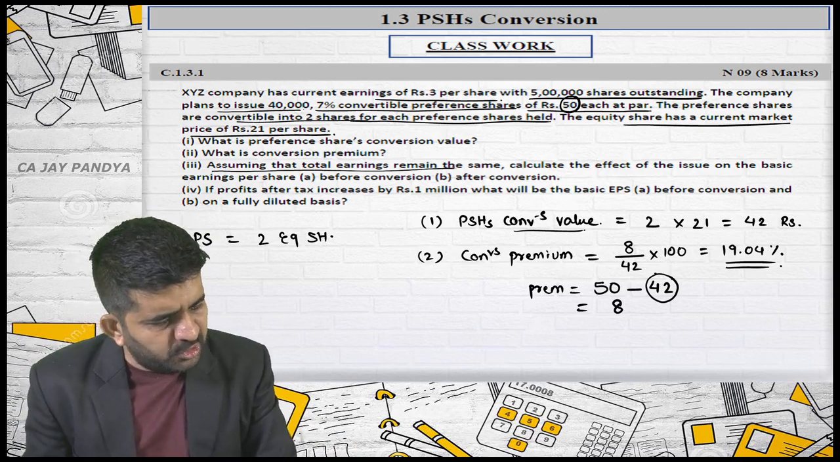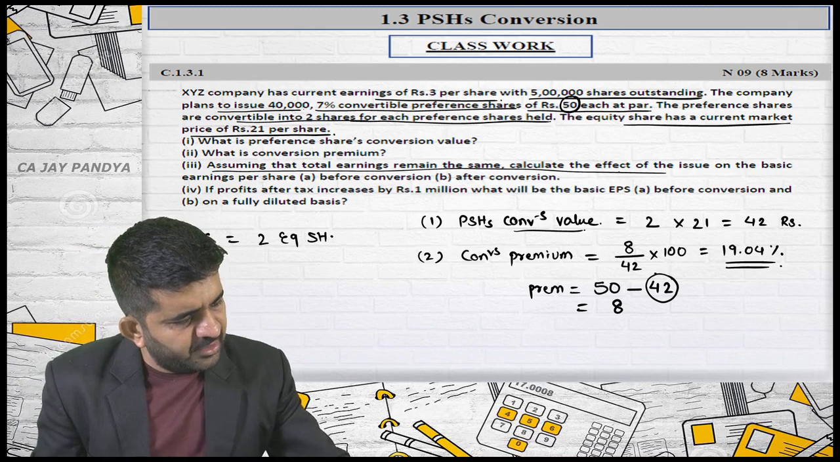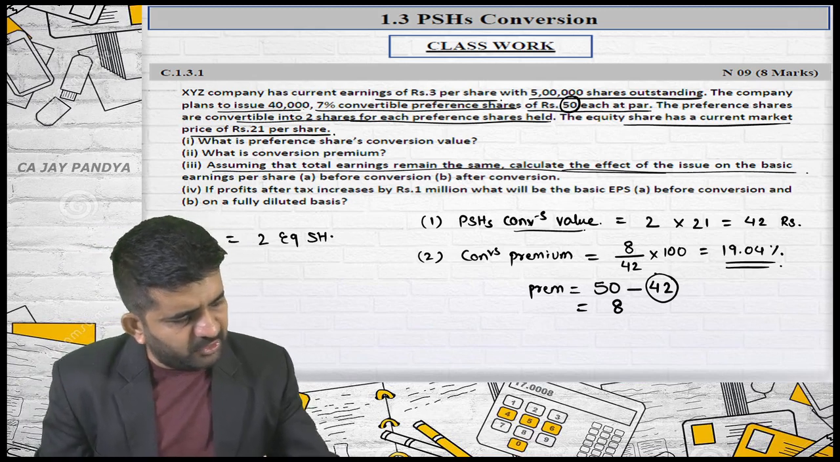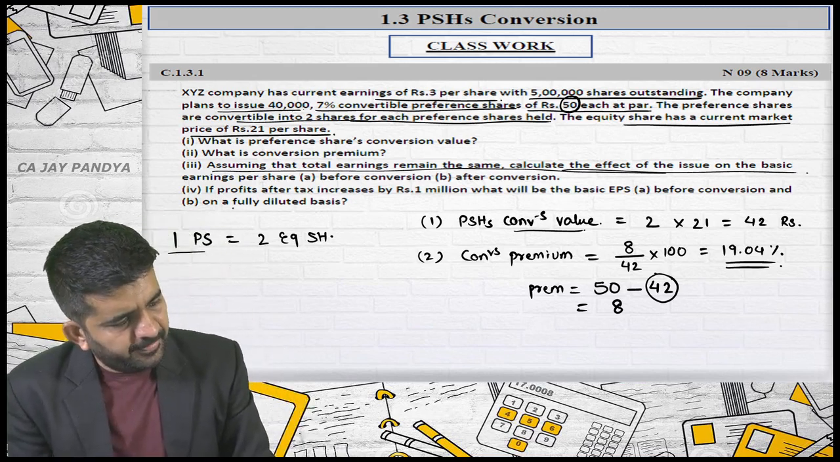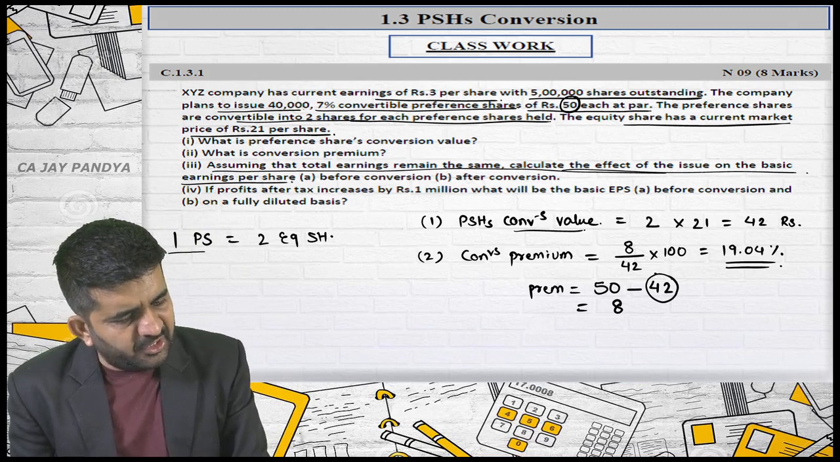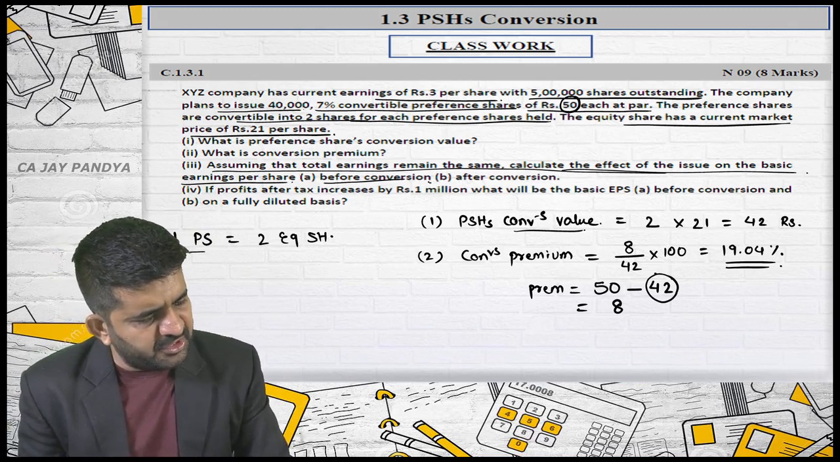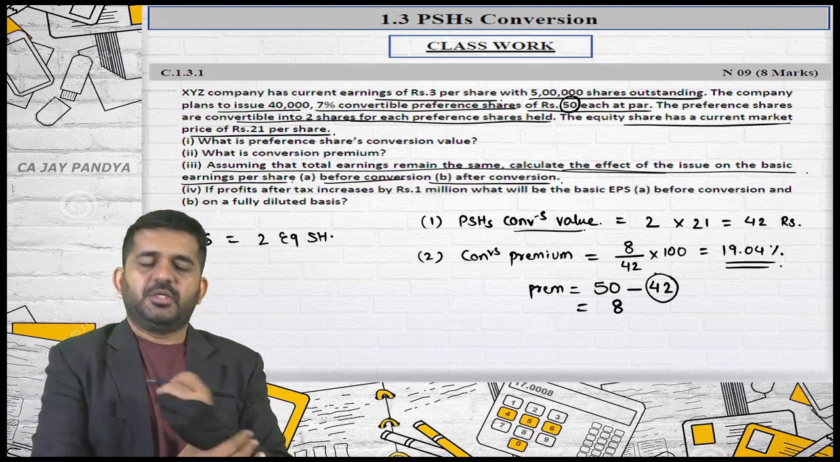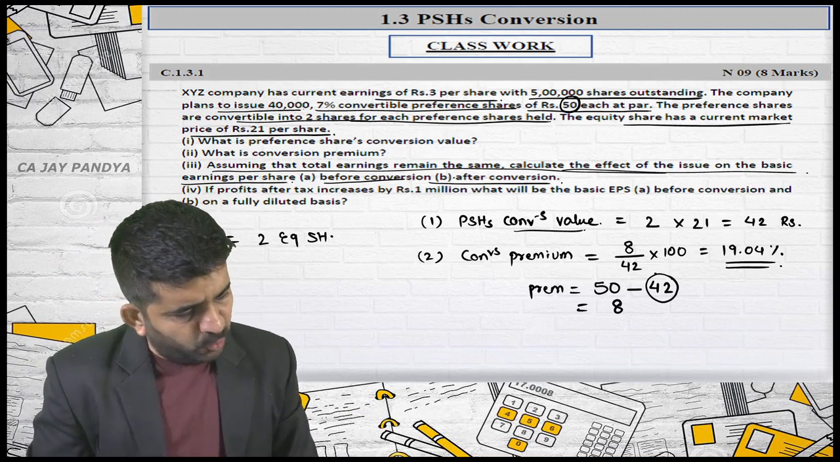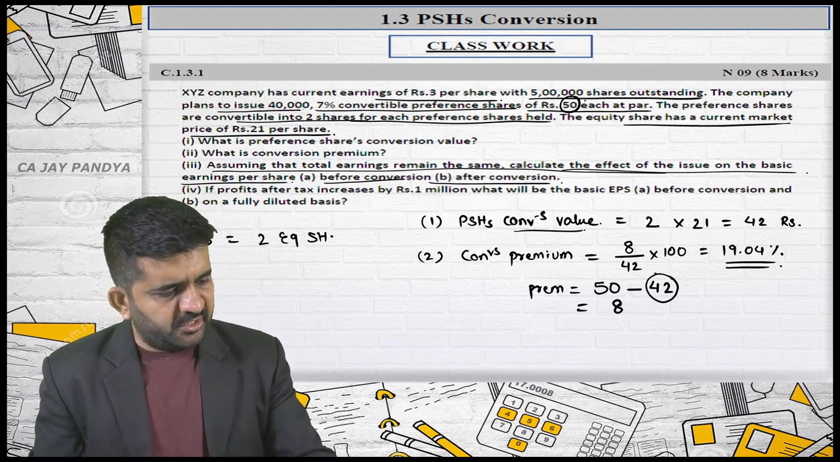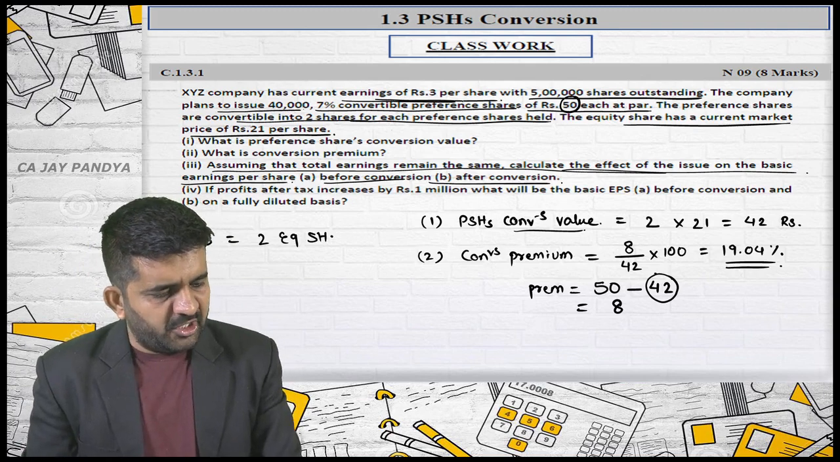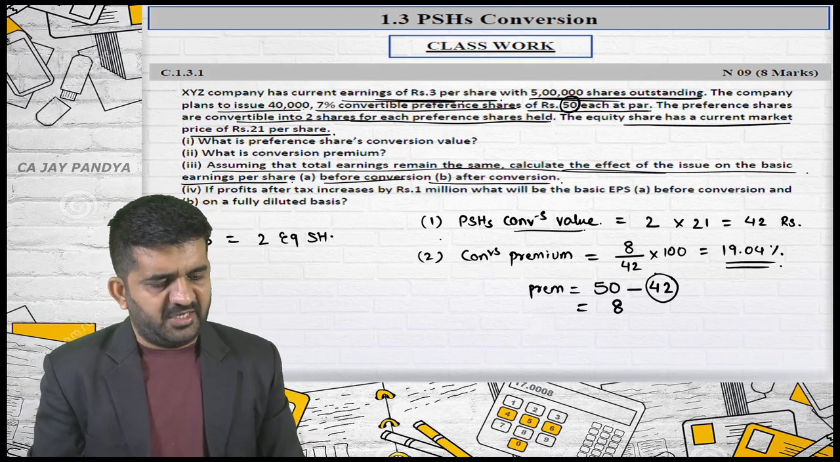Let us understand question number 3. Assume that the total earnings remain the same. Calculate the effect of the issue on the basic earning per share before conversion and after conversion. So assume that total earnings remain the same. Total earning is 15 lakhs. Earning per share is 3 and number of shares is 5 lakhs. So it is 15 lakhs.